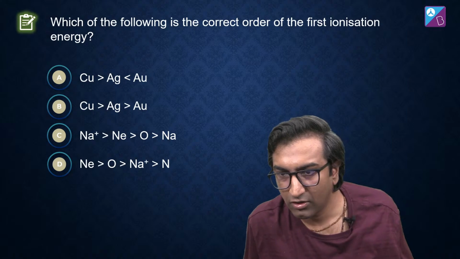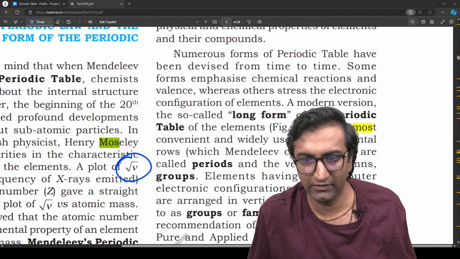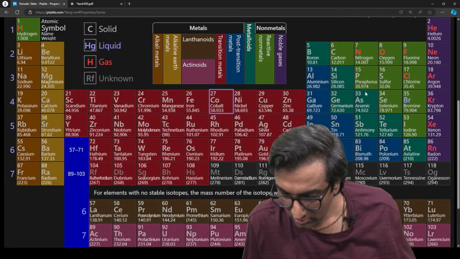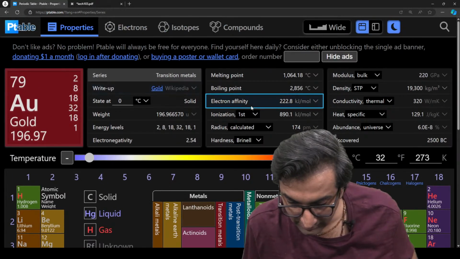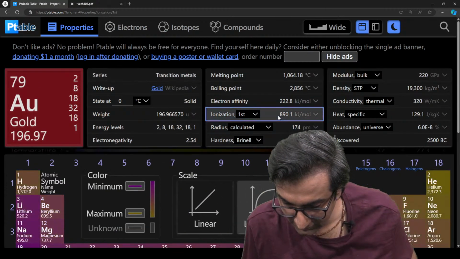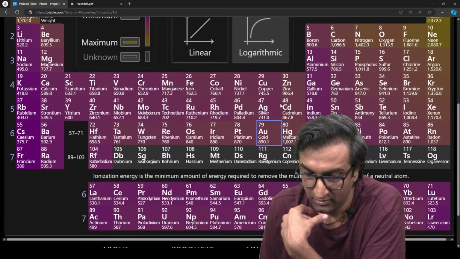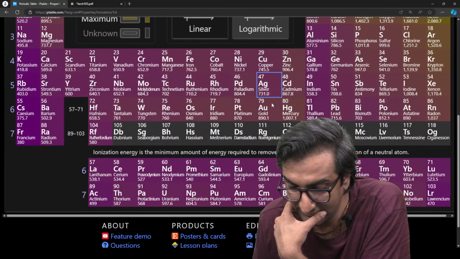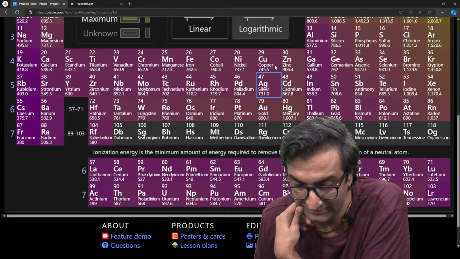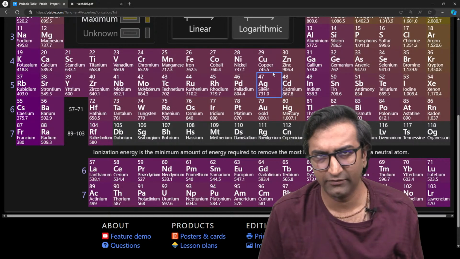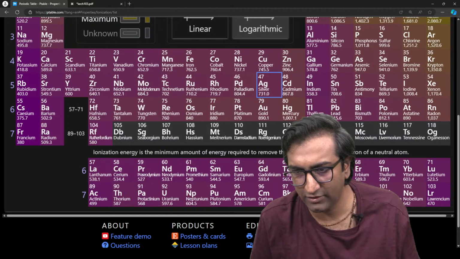We were looking for copper, silver, gold. Ionization enthalpy, right? IE, first ionization enthalpy. चलो select कर लिया मैंने यहाँ पे. ठीक है. Copper is 745, silver is 731, gold ज़्यादा है. So gold is the highest, 890. Silver is in the middle. Silver is सबसे कम, then copper. Okay. Silver, copper, gold.